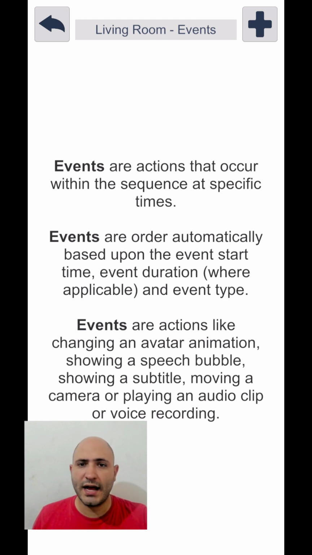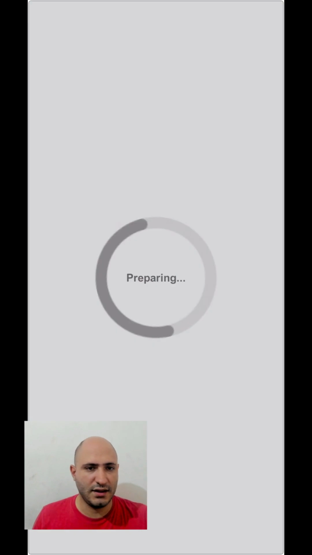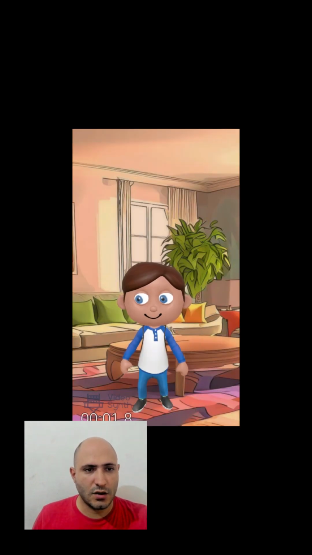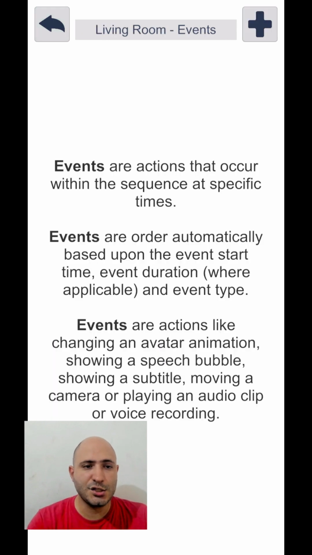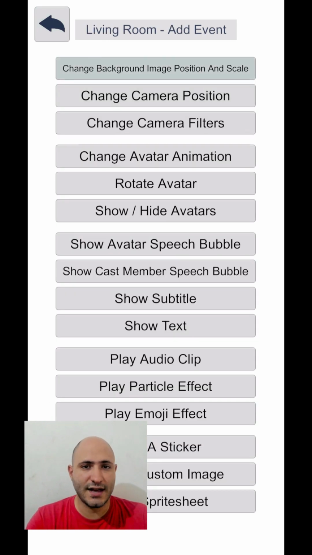Now I want to show you what I have here, and it's just a character standing in the middle of the living room. So I want to make this a little bit more interesting, and to do that we're going to go to the sequence events. Here the first one that we have is change background image position and scale.